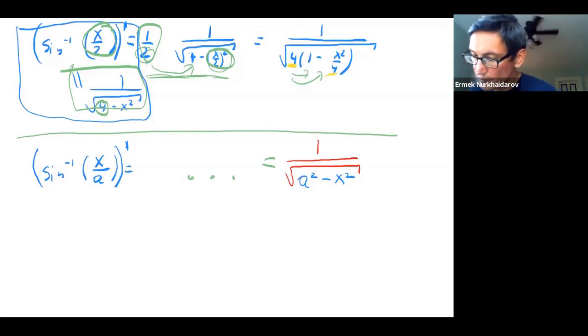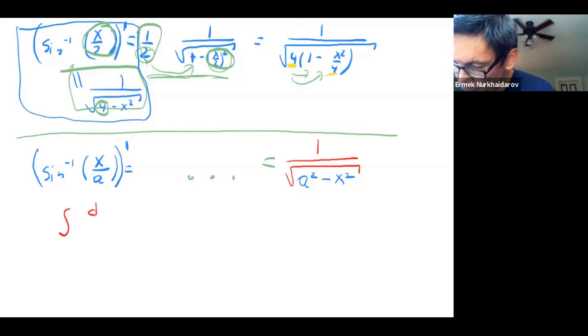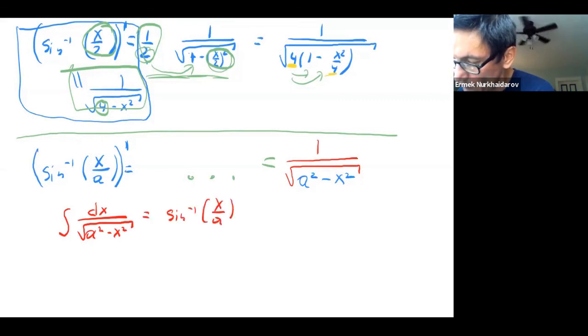So that is one of the shortcuts which we'll be using for integrals. The shortcut for integrals will say something like: the integral of dx over square root of a squared minus x squared equals sine inverse of x over a plus c.